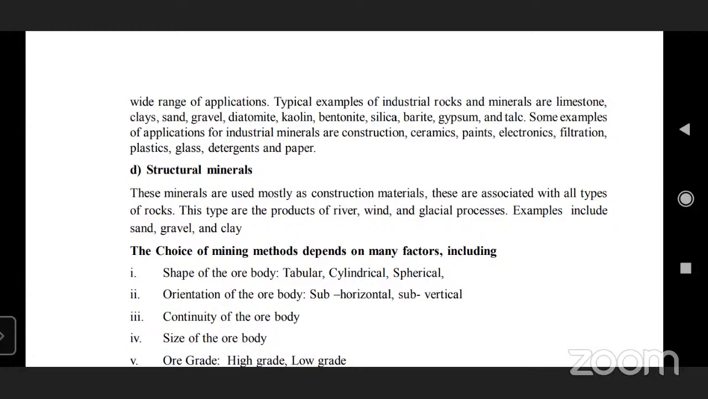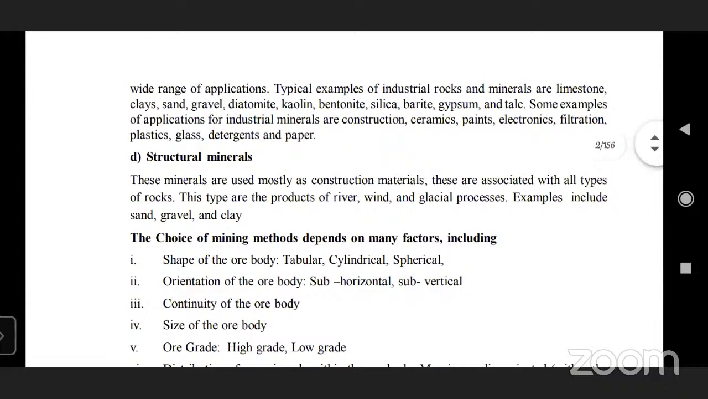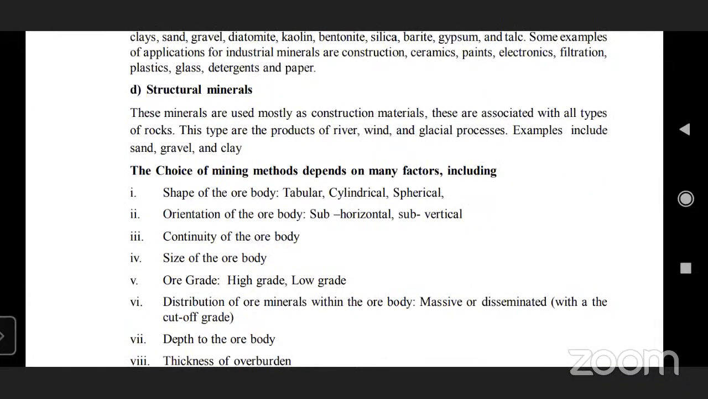So the choice of mining methods depends on many factors. Those factors include, mostly, the shape of the ore body. Let us see which factors we are going to use to decide the method of mining which we are going to apply.